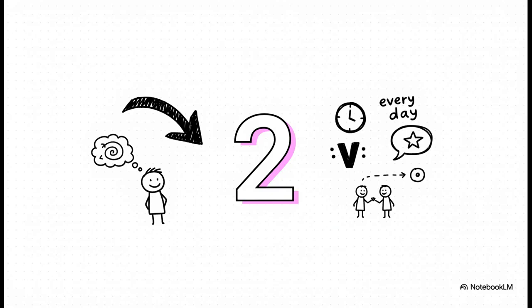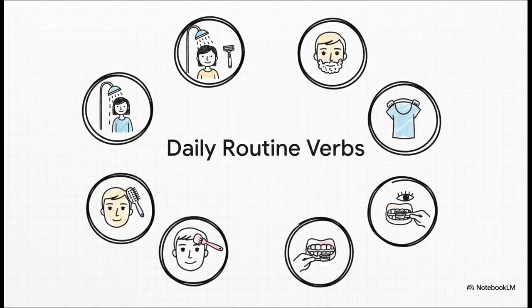Now that you know where to put the pronoun, which verbs do you actually need to learn? Let's zoom in on the essentials, the ones you're going to use every single day. Just think about what you do when you wake up. These verbs right here, this is your morning routine toolkit. "Sich duschen" for showering, "sich rasieren" for shaving, "sich anziehen" for getting dressed. Honestly, if you just memorize this small group, you'll suddenly be able to talk about your entire morning in German, and that's a huge confidence boost.